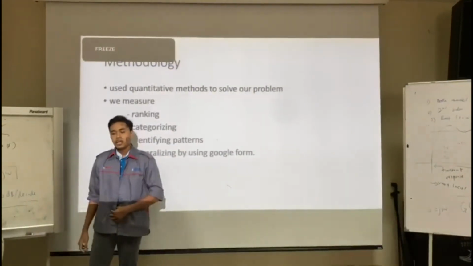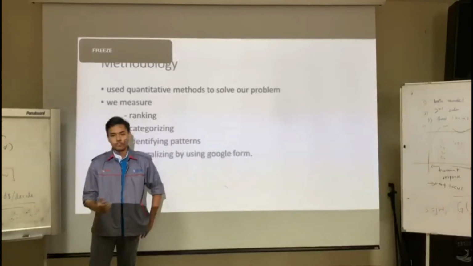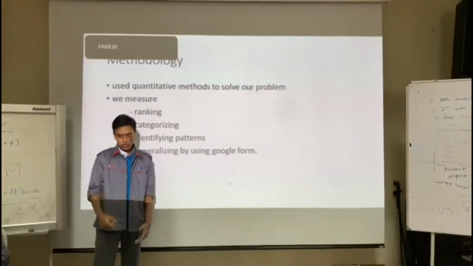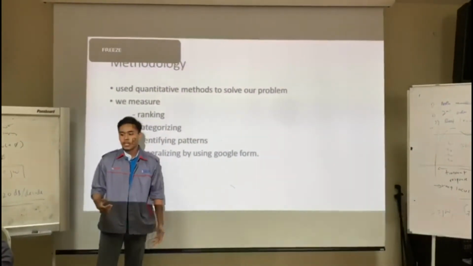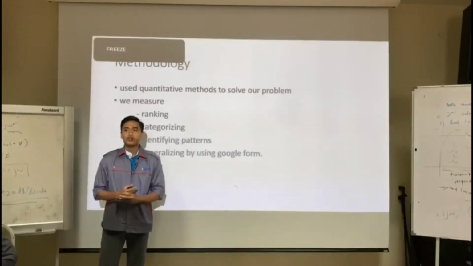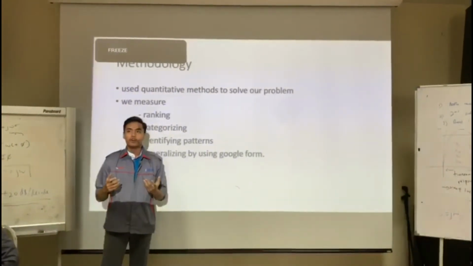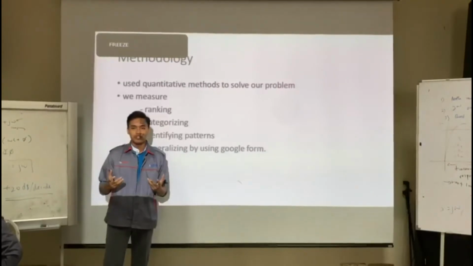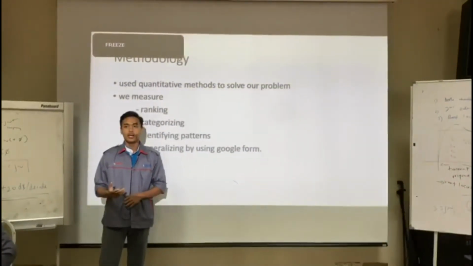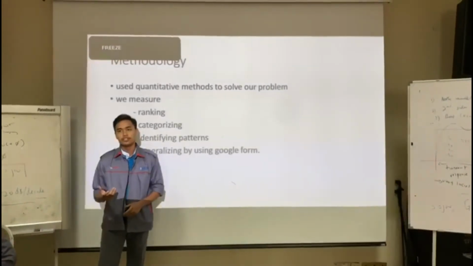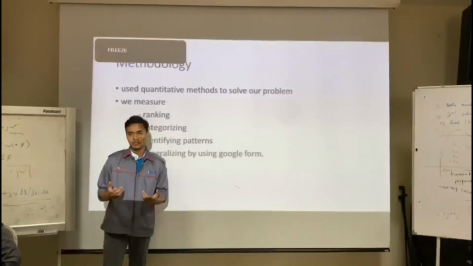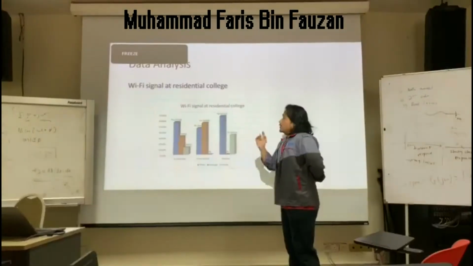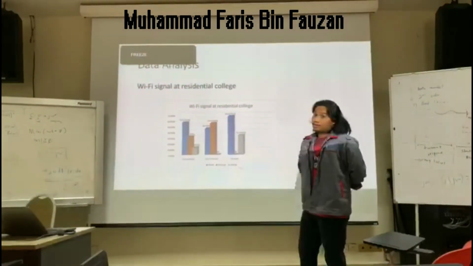For the methodology, our group uses quantitative methods to solve our problem, and our group measures ranking, categorizing, identifying patterns, and generalizing by using Google Form. We are going to make a survey in Google Form and have the students answer the questions they are given. The number of students our group needs is 30 and above. After we get 30 students and above, we are going to collect the data and make the analysis. So this is the data analysis of our survey from the Google Form.